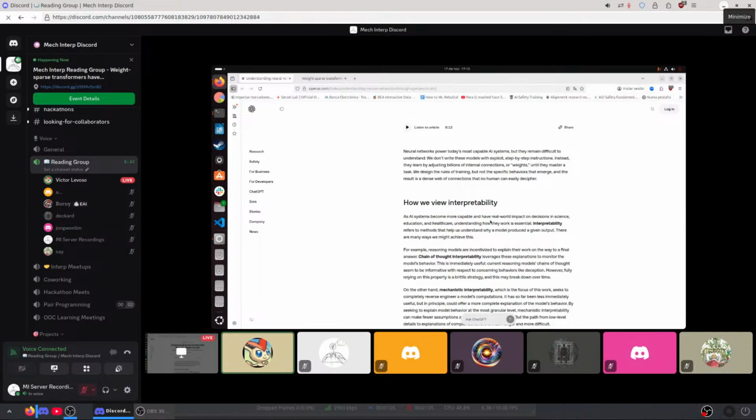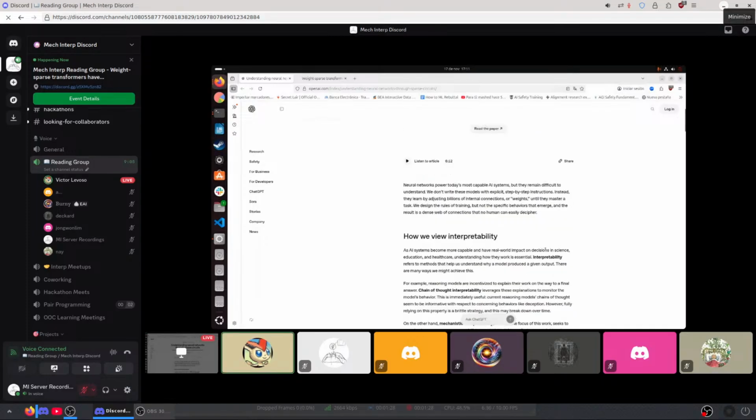Neural networks power today's most capable AI systems, but they remain difficult to understand. We don't write these models with explicit step-by-step instructions. Instead, they learn by adjusting billions of internal connections, or weights, under the hood. Oh yeah, that's the obvious thing.